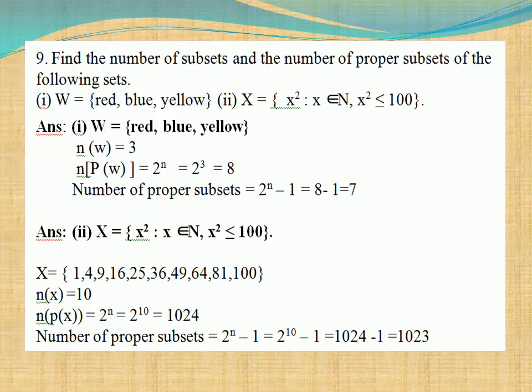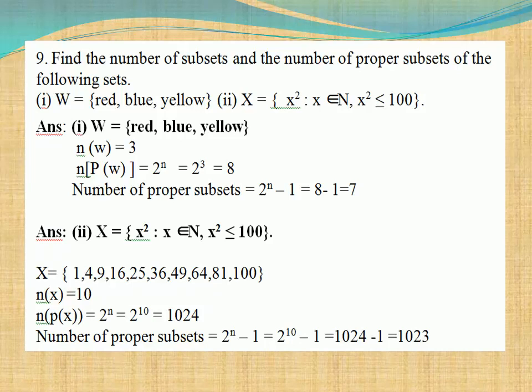Ninth sum: find the number of subsets and the number of proper subsets of the following sets. In the last definition I gave two formulas to you. The number of subsets, that is the number of elements in the power set, is 2 power n. The number of proper subsets is 2 power n minus 1. Now we are going to find the number of proper subsets and subsets.